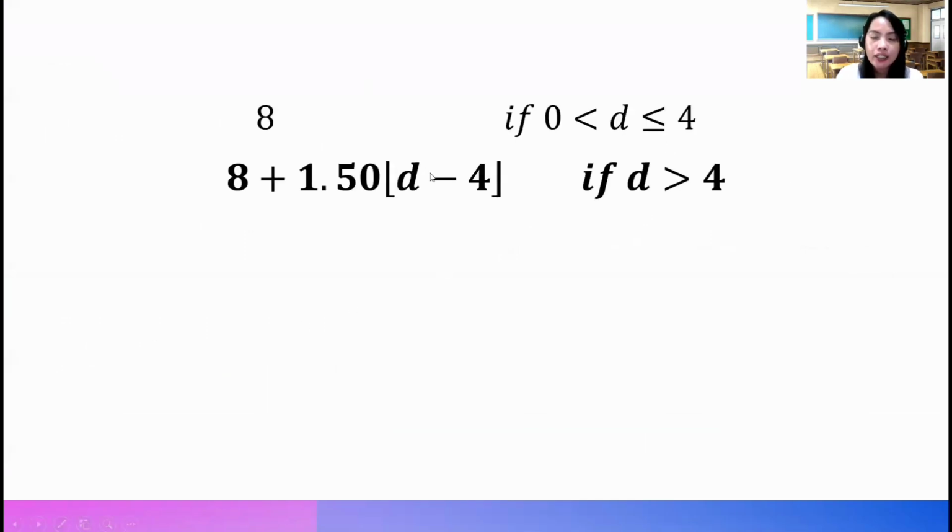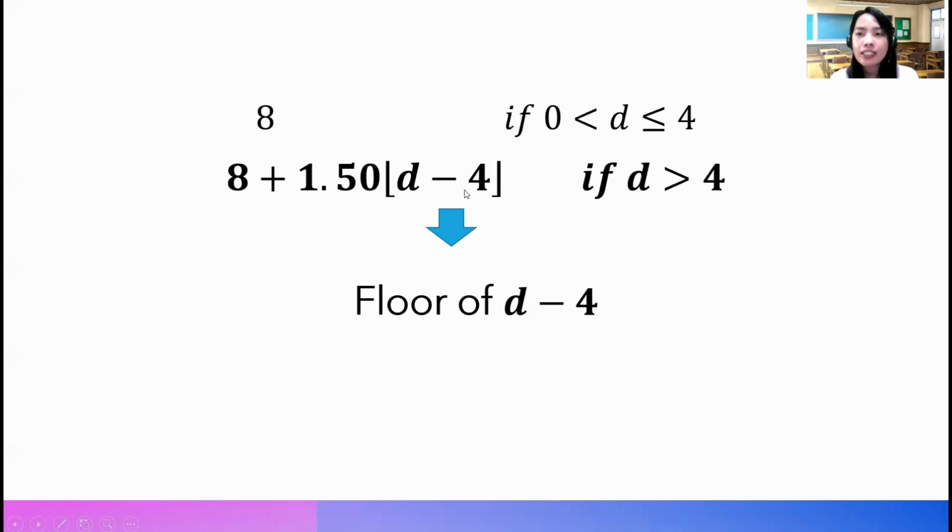So, i-highlight lang natin to. So, this symbol is for floor of the quantity D minus 4. Bakit D minus 4 yung nasa loob ng floor function na symbol? Para makuha natin yung excess. Say for example, yung inandar ng tricycle is 5.5. Para makuha yung excess, yung kilometer, 5.5 minus 4, ang excess na kilometro na inandar ng tricycle ay 1.5.